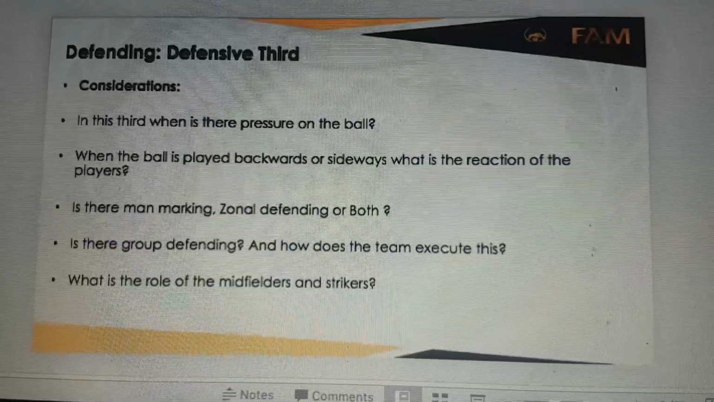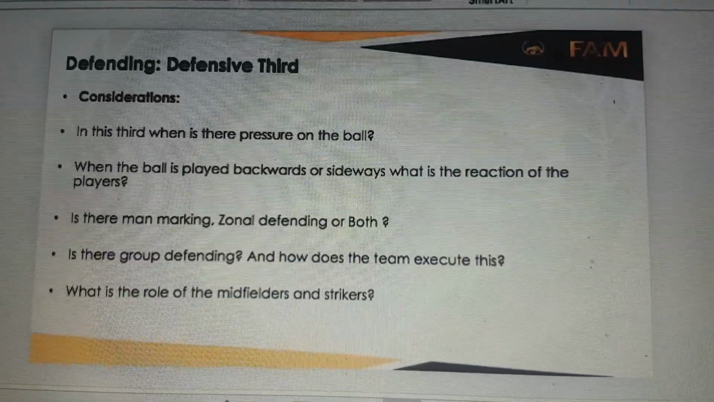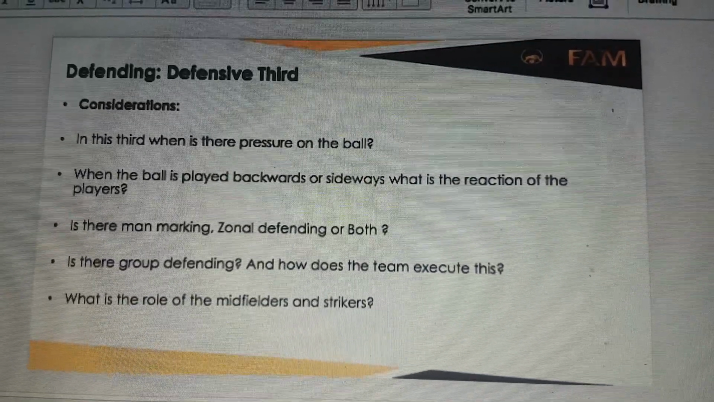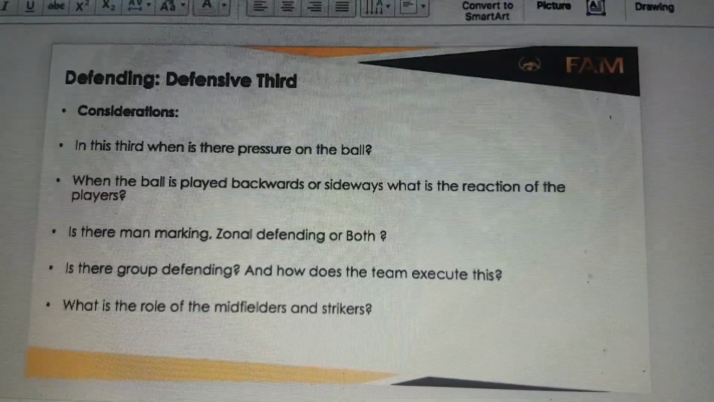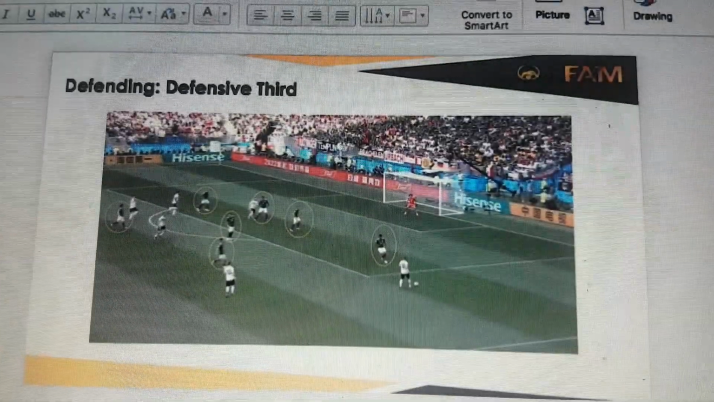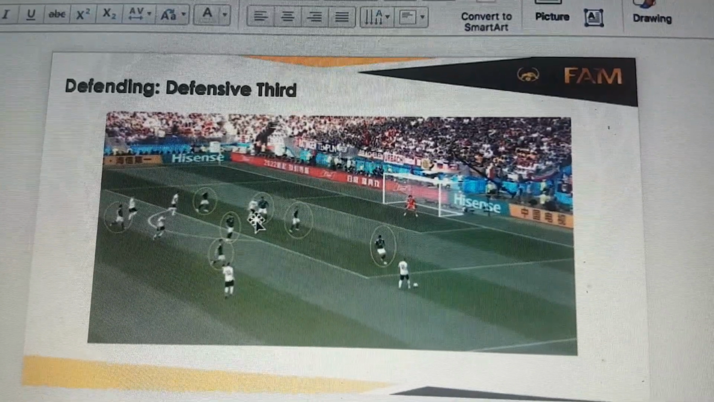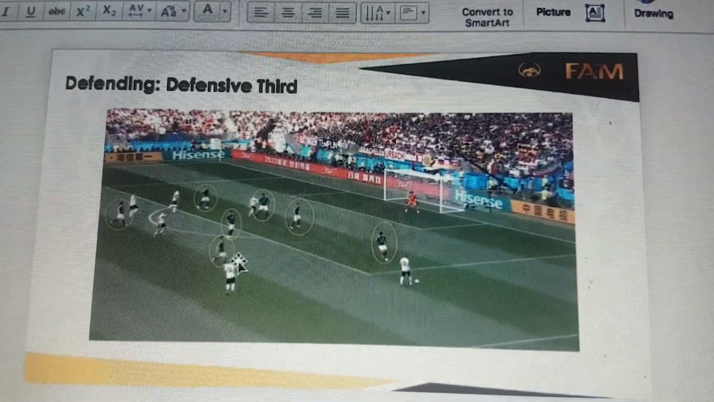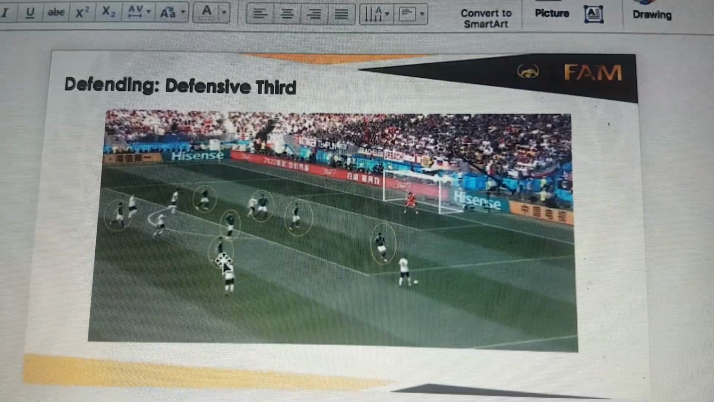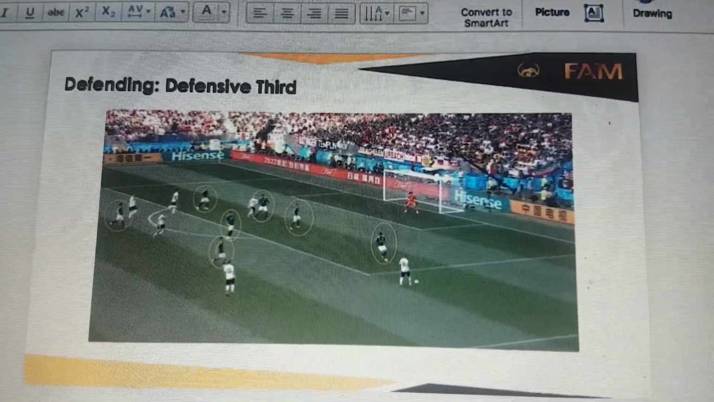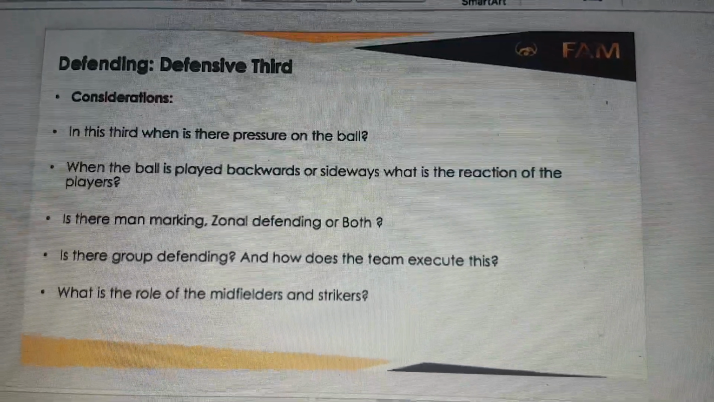Do they man mark, or do they zonally defend, or do they do both? Let's have a look at this picture here. So maybe in the box they might man mark, yeah, but outside the box they might zonally defend. Right, so you need to make a comment in regard to what they do.